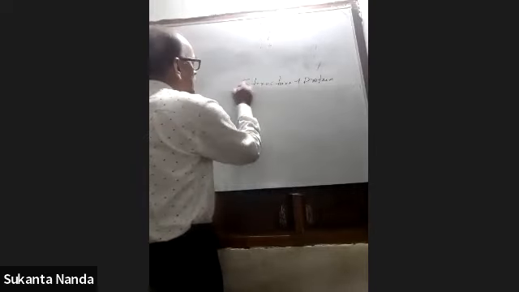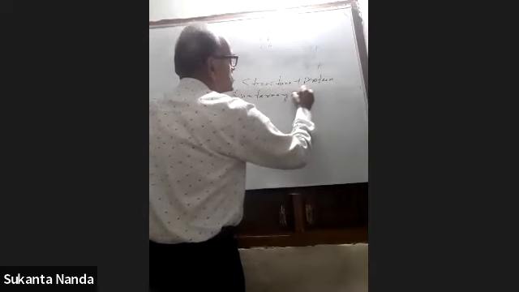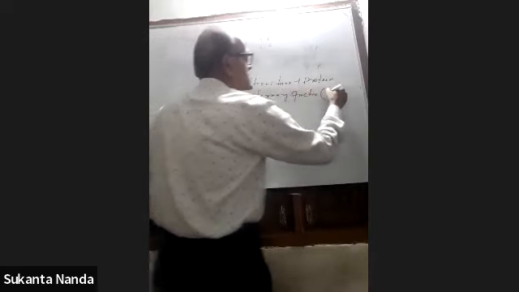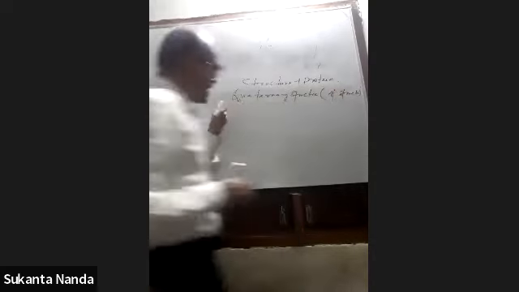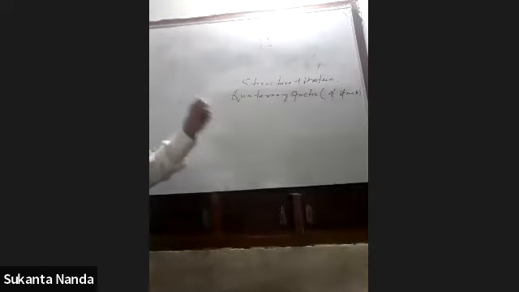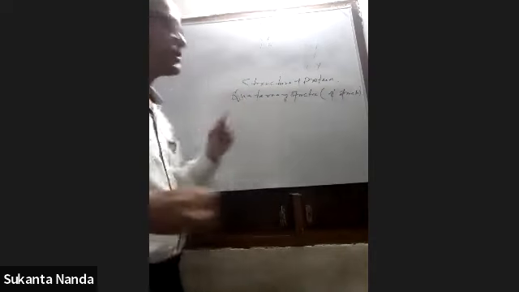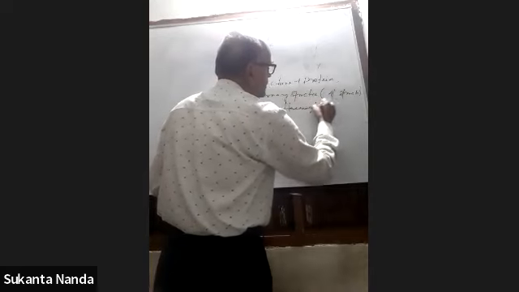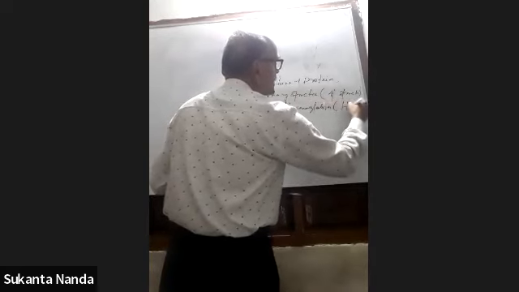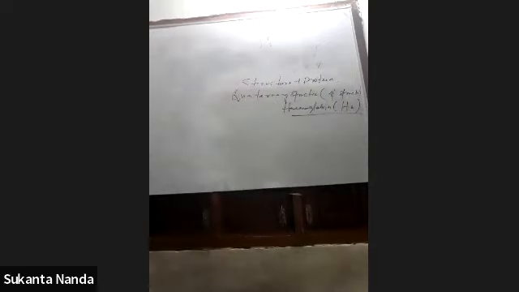Okay, students, now we come to quaternary structure, that is 4-degree structure. The best example of quaternary structure, students, is hemoglobin, Hb. We will have to know about hemoglobin.